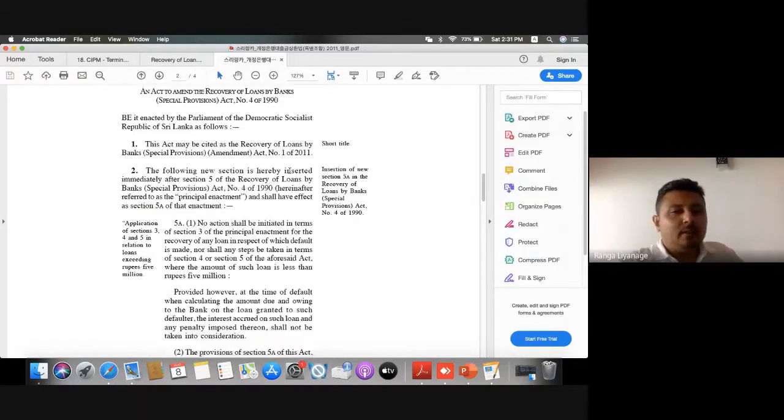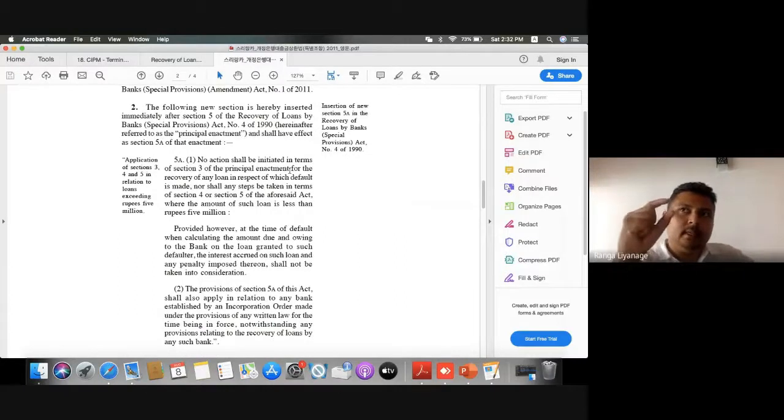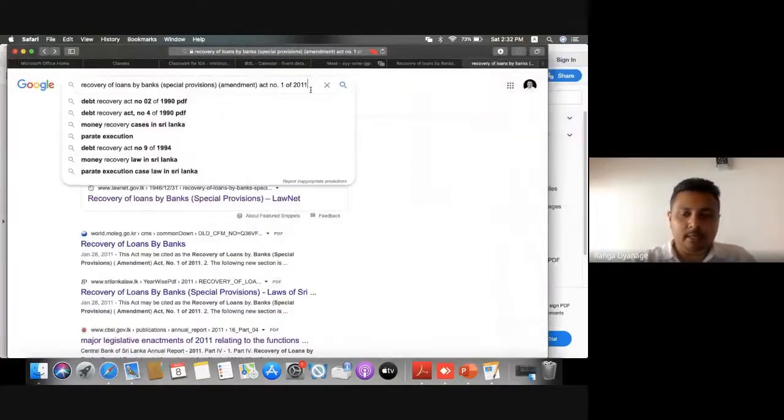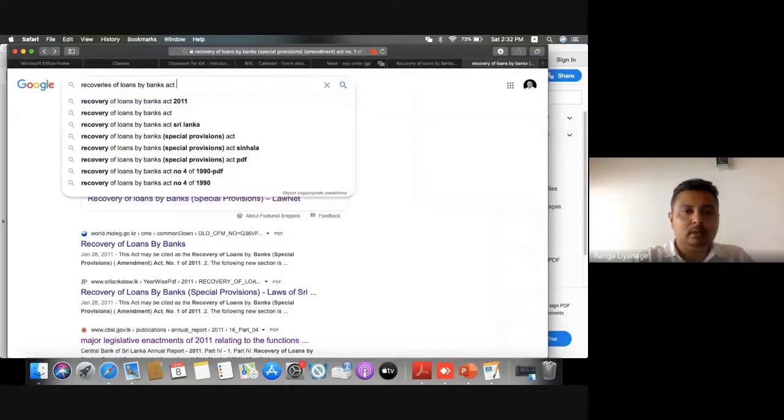By Act number 1, they inserted a new clause as 5A and said, with regard to where they said the banks can't restrict it. If the loan amount is 5 million and low, you can't go under this act, right? Then we had an issue back in 2000. What do you mean by the loan amount? It was not covered. Then that was again clarified or amended by Act number 19.